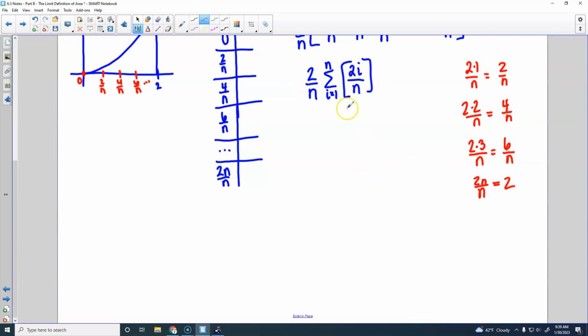Okay, so if I have this set up with the i's, now, if n is my number of rectangles, if it equals infinity, then I get the exact answer, right? So I can write this as the limit as n approaches infinity of 2 over n times the sum of i equals 1 to n of 2i over n.